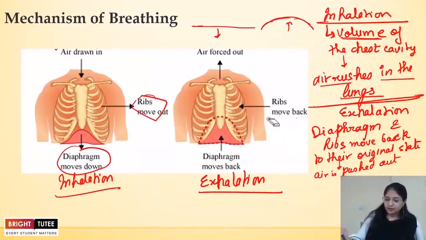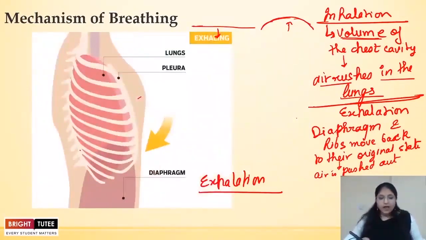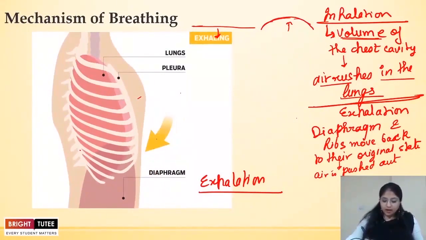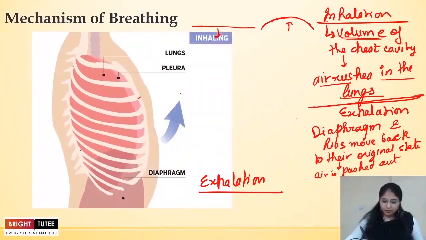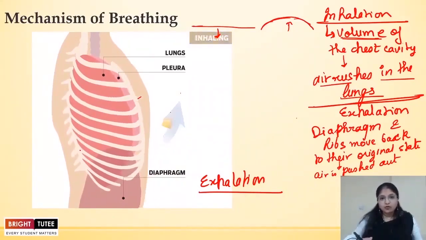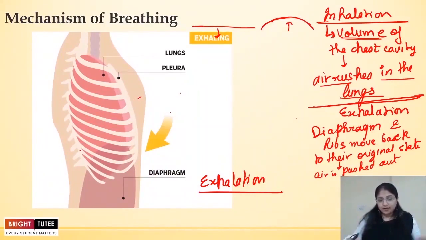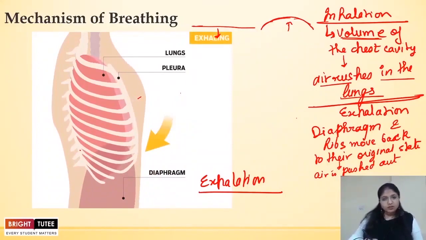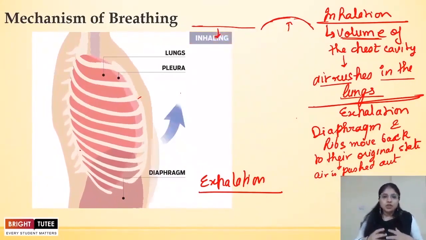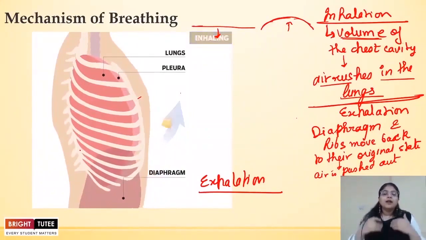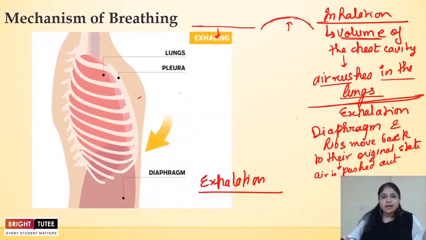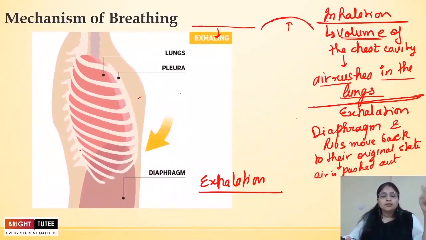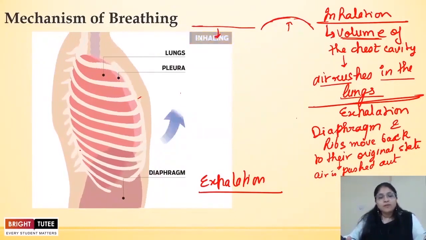So to understand this process, as you can see in this diagram, whenever inhalation is taking place, the ribs are moving out, right? Over here, as you can see, ribs are moving outward, increasing the space in the chest cavity. When the exhalation is taking place, the ribs are going back to their original place. That means they are pushing the air in the lungs outwards. So inhalation and exhalation, you can see, are happening because of these two parts, that is your ribs and the diaphragm.